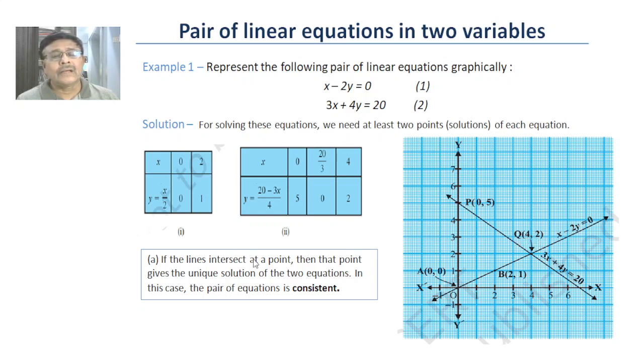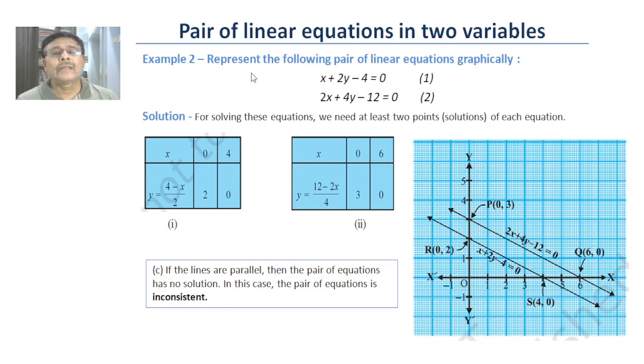So, if the lines intersect at a point, then that point gives the unique solution of the two equations. That means this particular point will satisfy both the equations. In this case, the pair of equations is said to be consistent.